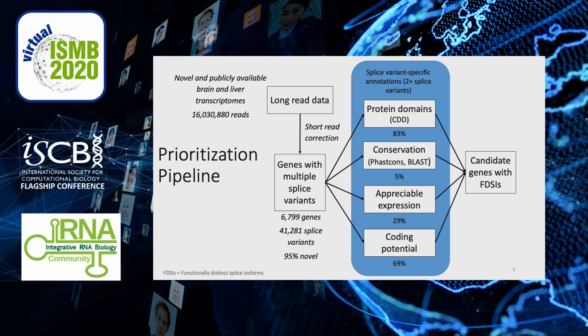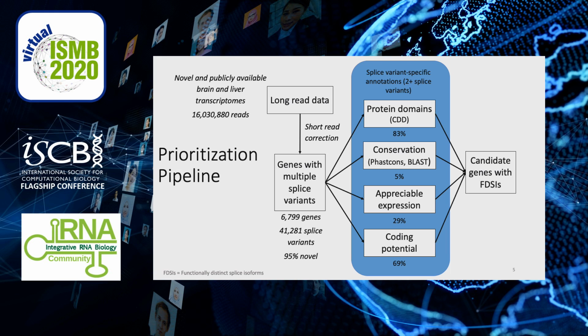You'll also notice that underneath each functional genomics category, there is a percentage, and this percentage represents the proportion of genes that pass the functional genomics category. For example, 83% of the 6,799 genes had 2 splice variants that each encoded a protein domain. On the other hand, only 5% of the 6,799 genes had at least 2 conserved splice variants. And if a gene had multiple splice variants that passed all 4 of these boxes, we considered it a gene likely to have functionally distinct splice isoforms.